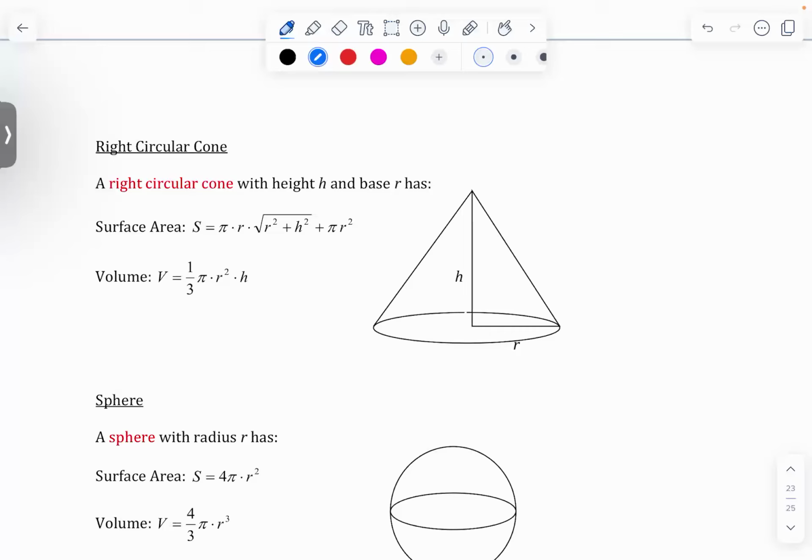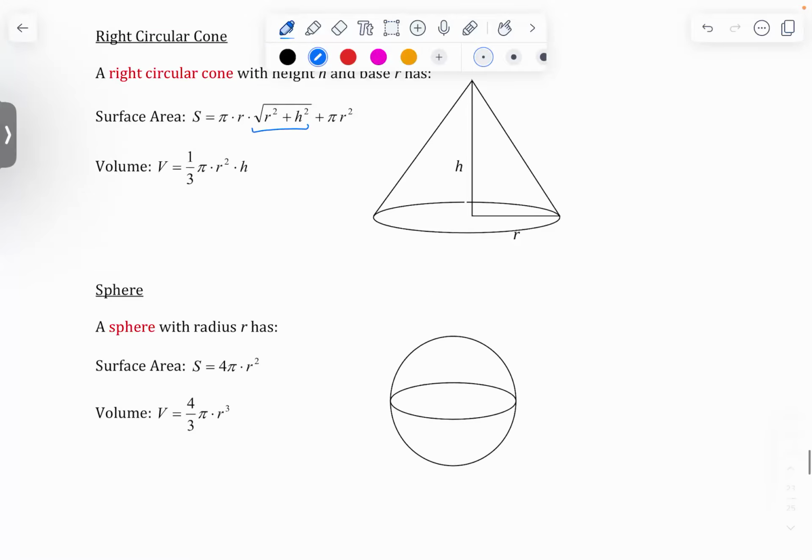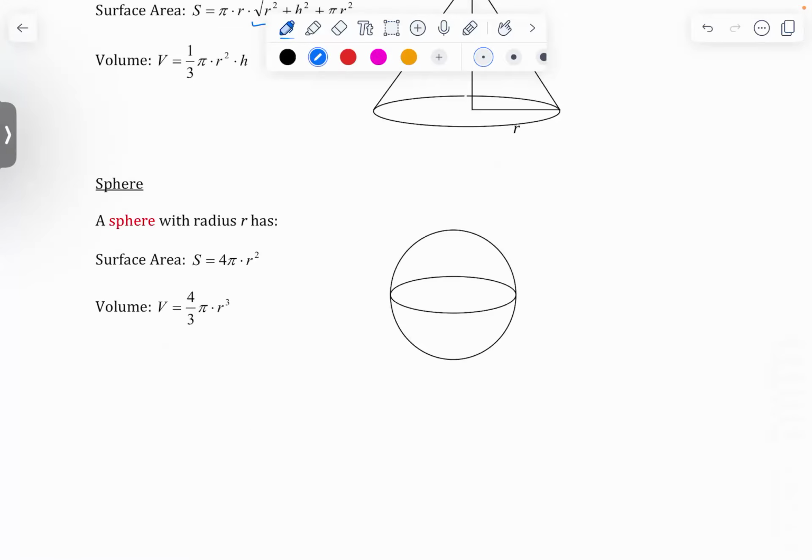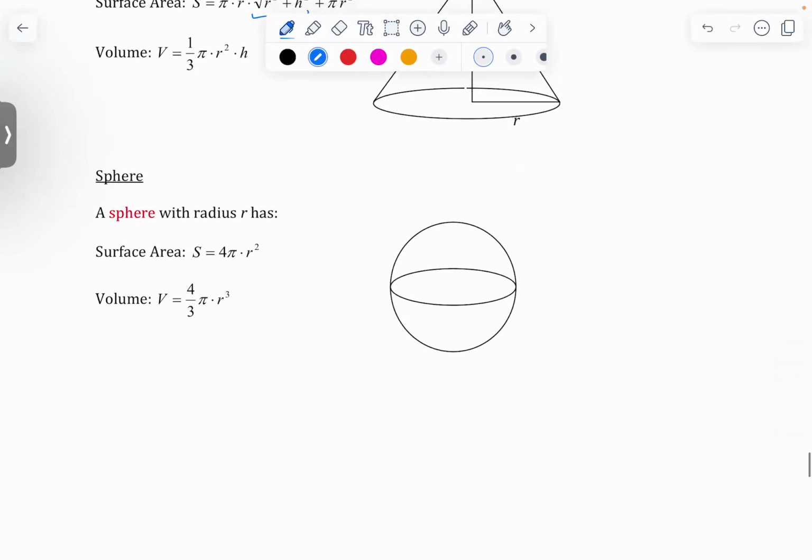Right circular cone is very similar, it's 1/3 of a right circular cylinder. And then there's the surface area formula. Notice it involves the Pythagorean theorem in there. And then the sphere. The sphere formula, logically, I could prove it, but it takes some higher level math. It's 4/3 pi r cubed. Again, it's a cubic, it is a volume. And then the surface area is 4 circles that make up the surface area of a sphere.